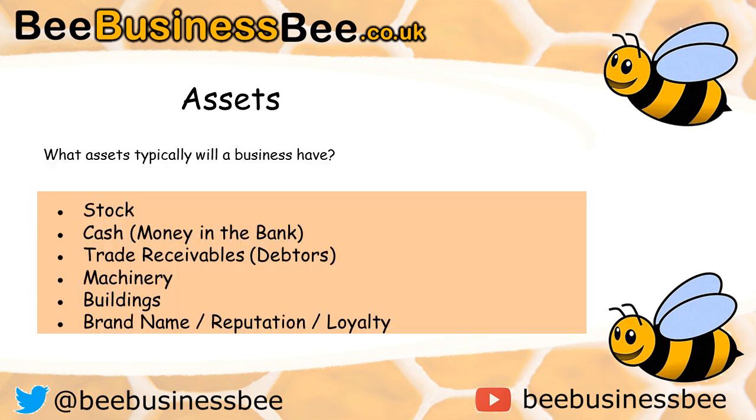So, what typical assets will a business have? Well, the most obvious asset people always say is stock. But there's an even more obvious asset that people forget, and the one I put there is cash. If you've got cash, that's the best asset you can have, money in the bank. People forget that all the time.